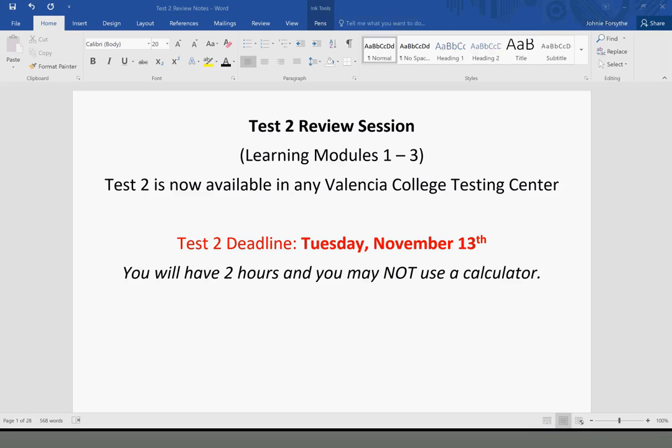It's Tuesday and not Monday, which is in the schedule as Monday, because the Osceola Testing Center is actually going to be closed early for a staff meeting. So I extended the deadline to Tuesday just in case anybody was planning to use the testing center at Osceola campus in the evening. I just found out about that closing early last week.